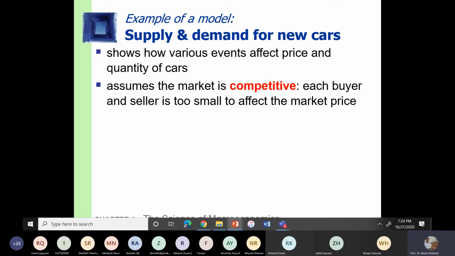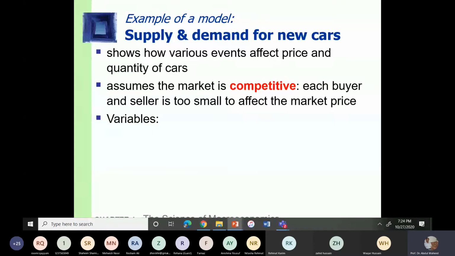Because there are many buyers and many sellers selling the same product, and there is perfect knowledge on the part of the buyer and on the part of the seller, each buyer and seller is too small to affect the market price. That's why we say that under perfect competition they are price takers. The market will determine the price, and buyers and sellers will take that price as given. So they cannot influence the market price.